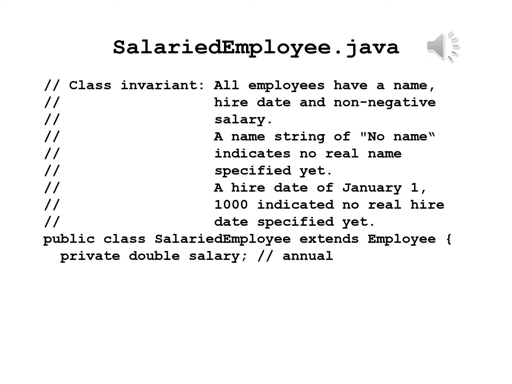We will use the string "no name" as a filler when there is no name specified yet. Similarly, we will use the hire date of January 1st, 1000 to indicate that no real hire date has been set yet. We begin by writing public class SalariedEmployee extends Employee, and within it we define the property salary by writing private double salary.